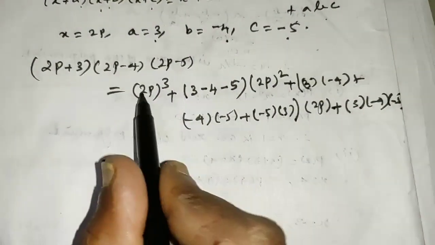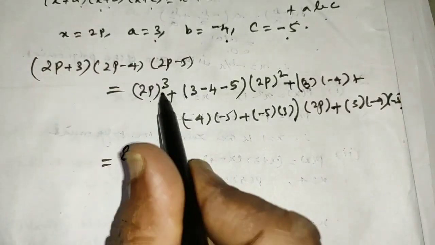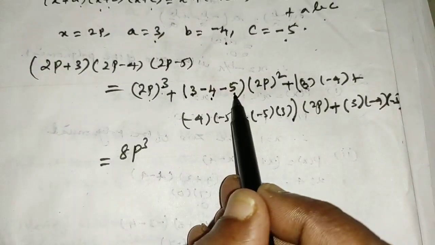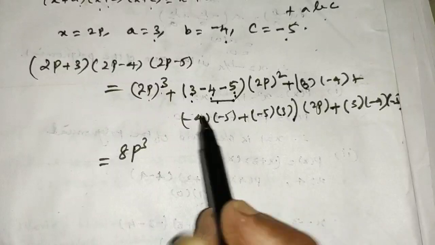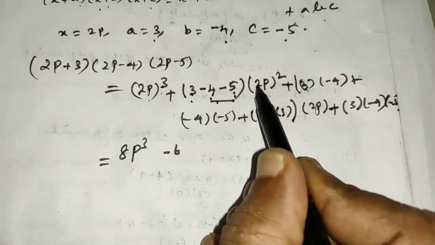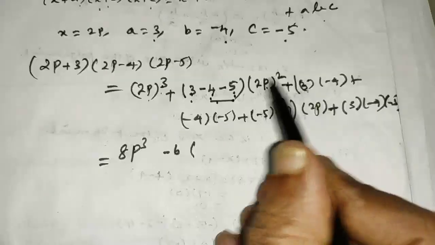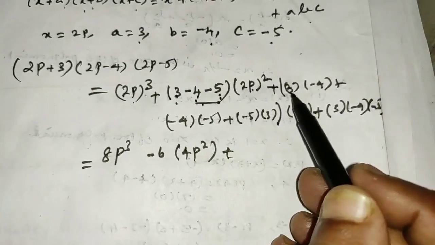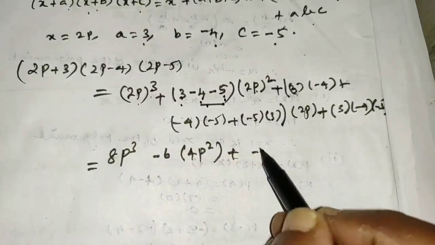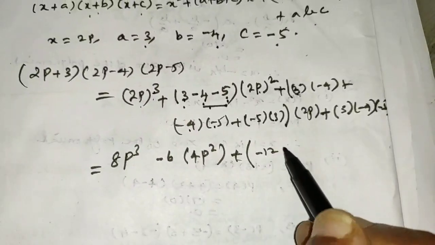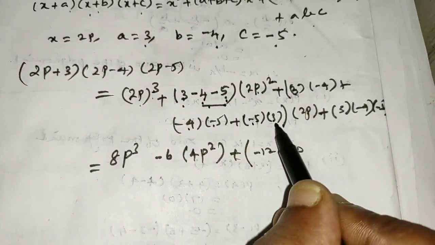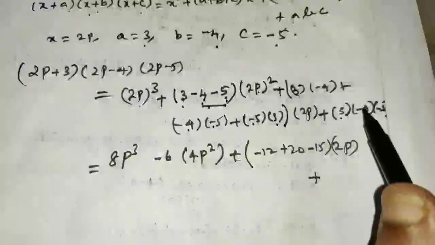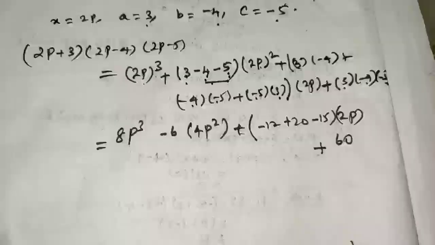On simplification you will get 2 cube gives 8p cube; 3 minus 4 minus 5, minus 4 plus minus 5 gives minus 9, 3 minus 9 gives minus 6. Here 2p whole square, that is 2 square gives 4 into p square. On simplification of the third term, you will get 3 into minus 4 minus 12, minus 4 into minus 5 gives plus 20, minus 5 into plus 3 gives minus 15 into 2p, plus 3 into 4 into 5 gives 60.